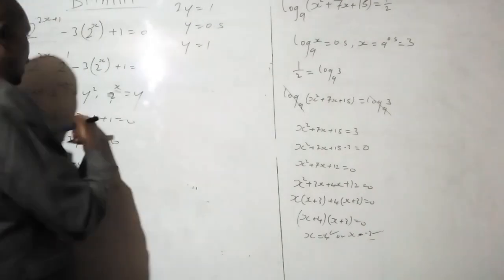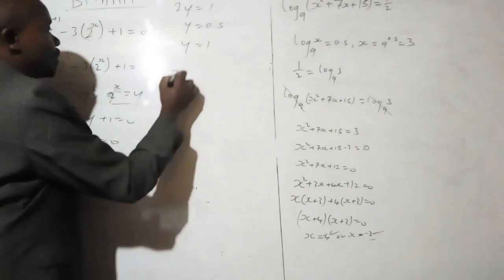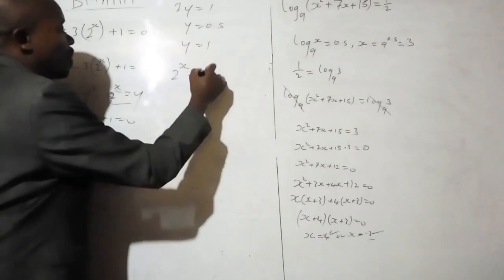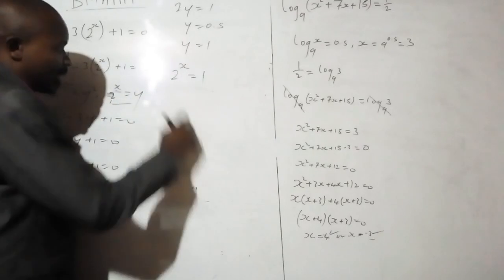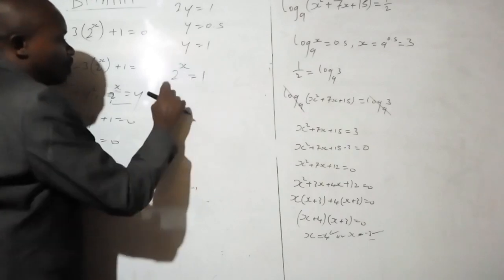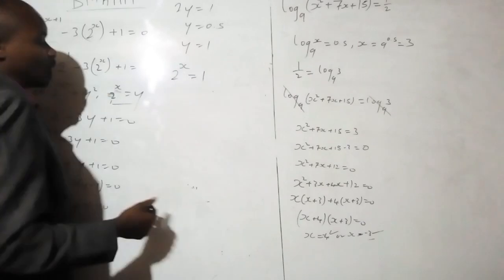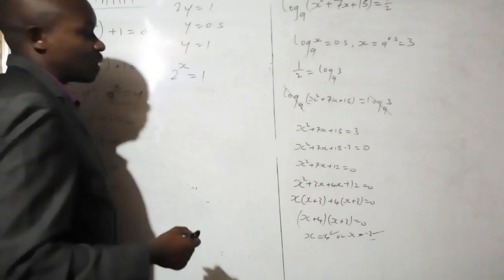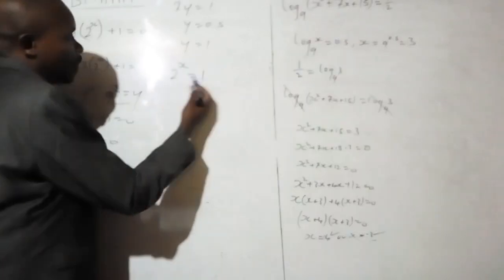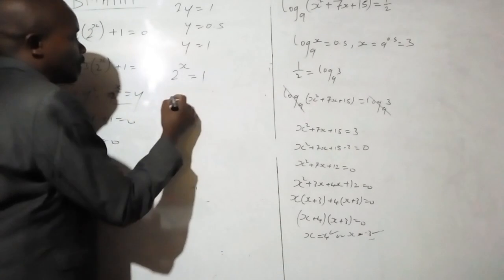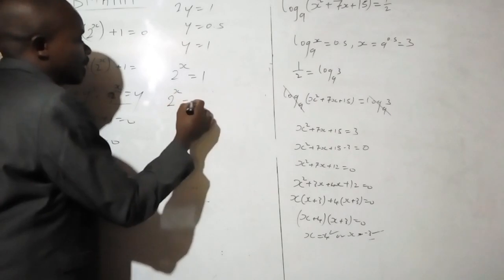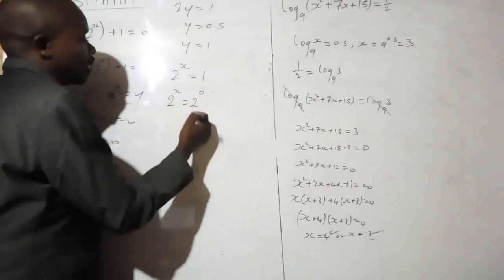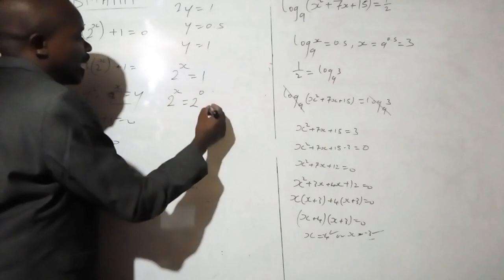for this, 2 raised to the power x is equal to 1. We want to make the bases uniform, base 2, base 2. You know that any number to the power 0 is 1. Therefore, we can say 2 raised to the power x is equal to 2 raised to the power 0, so that 2 raised to the power 0 is 1, and therefore x will be 0.